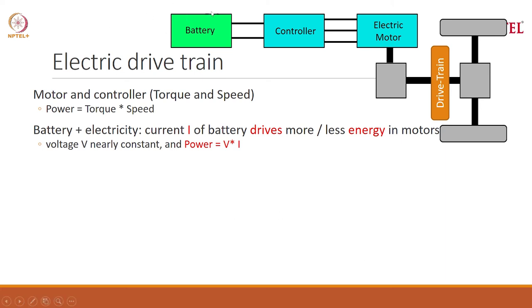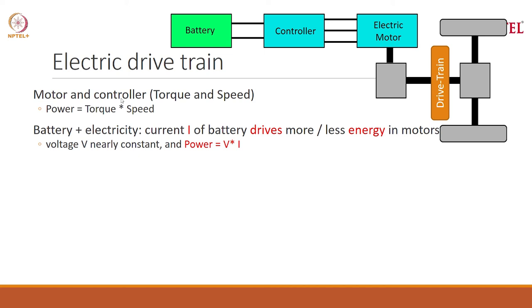So, there is a battery, there is a controller. Battery and controller are the same as a fuel tank and fuel injection control. Then there is an electric motor instead of an IC engine, and the same drivetrain. And here also it is the same: motor and controller, power is equal to torque into speed. That does not change. That is a fundamental equation. So, if you have a certain amount of power from the electric motor, you can then get a certain torque and speed. Torque into speed is power. Remember, this equation will be very, very useful.